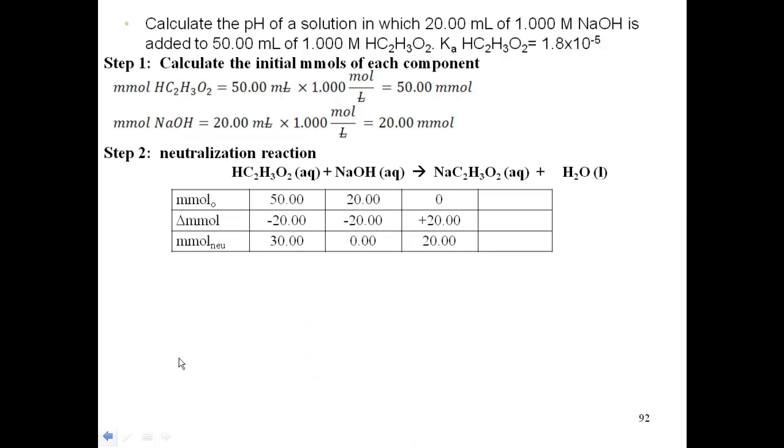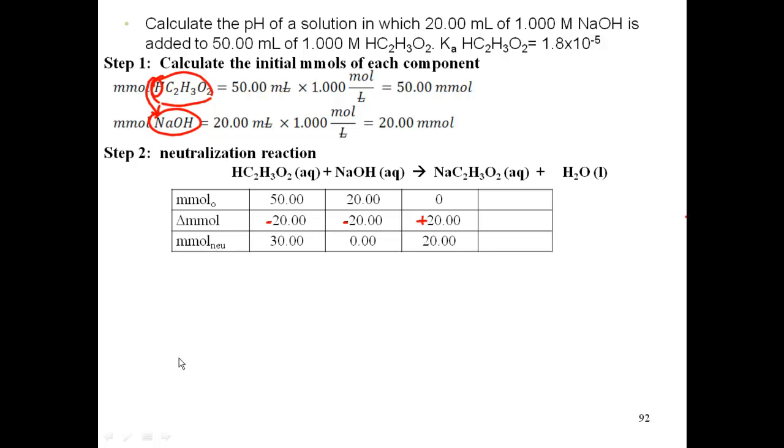Okay, so I set up my millimole table. So I have my initial millimoles, which is 50 for the acetic acid, 20 for the sodium hydroxide, and I have no source of sodium acetate before the neutralization, so I have 0. Then I need some change. That change is going to be equivalent to that limiting reagent, which in this case is sodium hydroxide. So I'm going to have 20 millimole difference in change, and since it's on the reactant side, it's going to be minuses. On the product side, it's going to be plus.